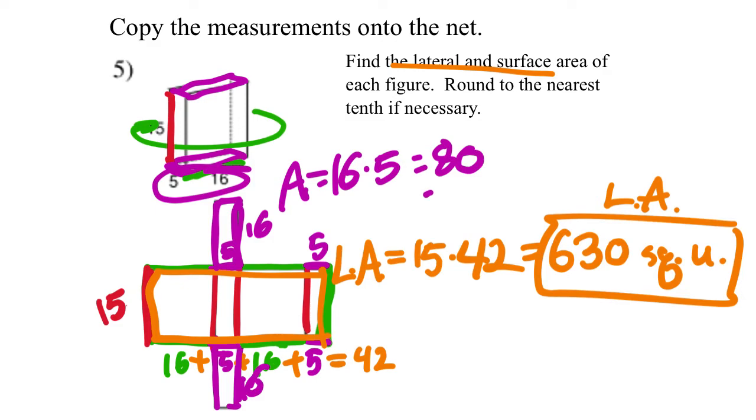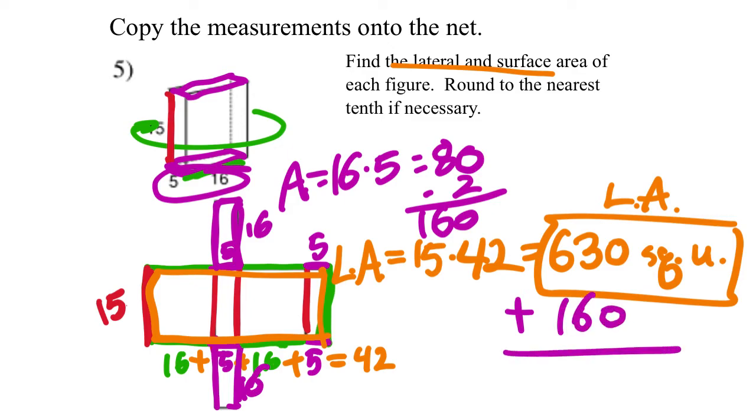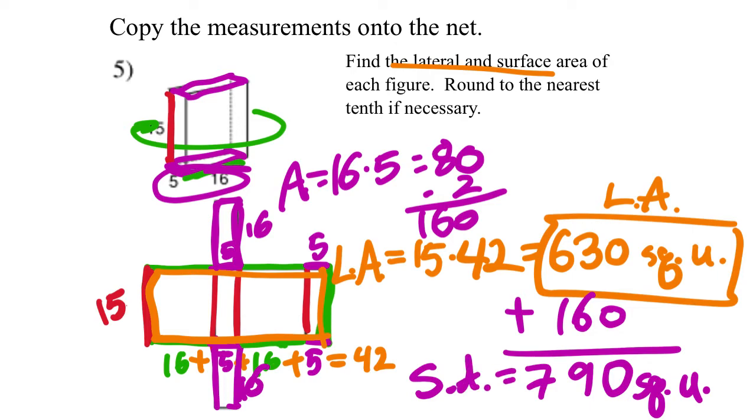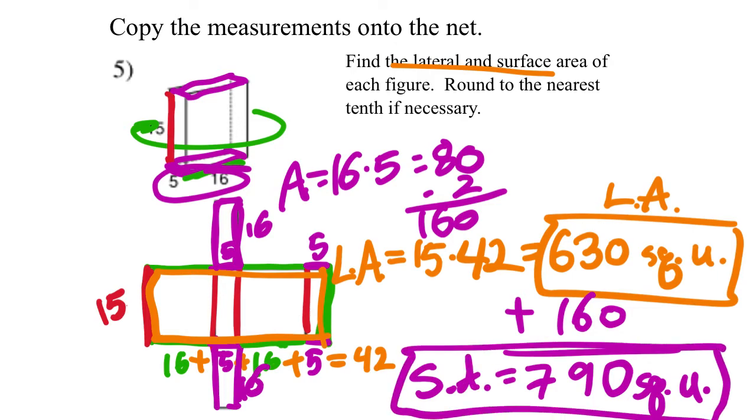But we got two of them. They're the exact same rectangle. So I just multiply this by 2, 160. And that's the area of the base rectangles, both of them. So I just need to add that to the 630. And what do we get? 790 square units. So this would be the total surface area. I'm just going to write SA, surface area. Total surface area if you want. And that's the two answers we need on this.